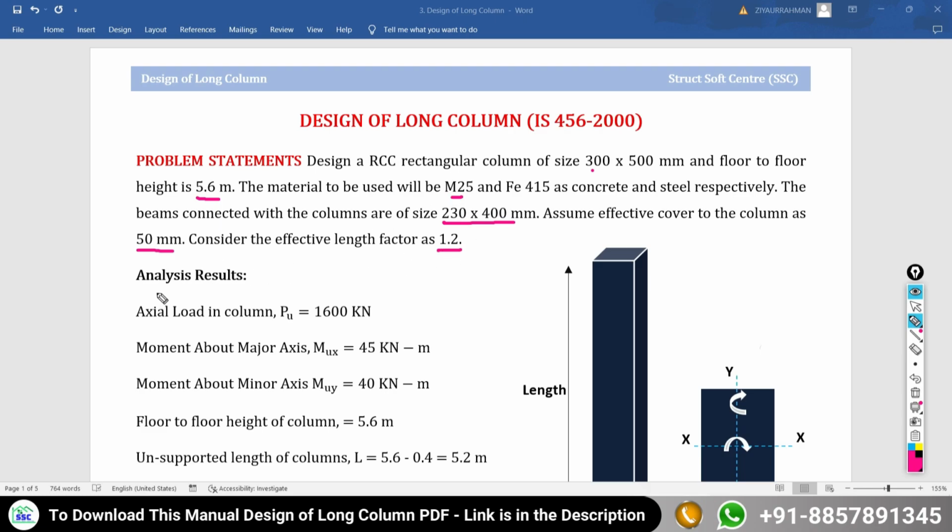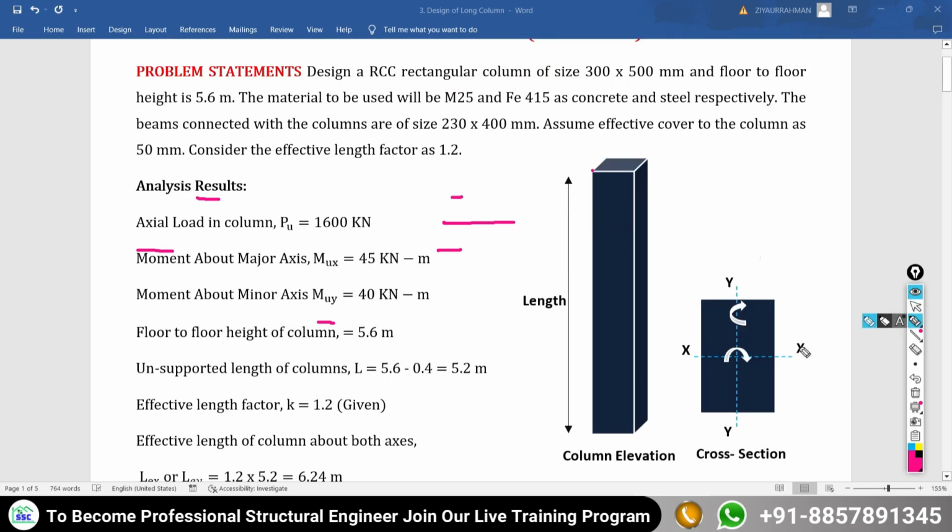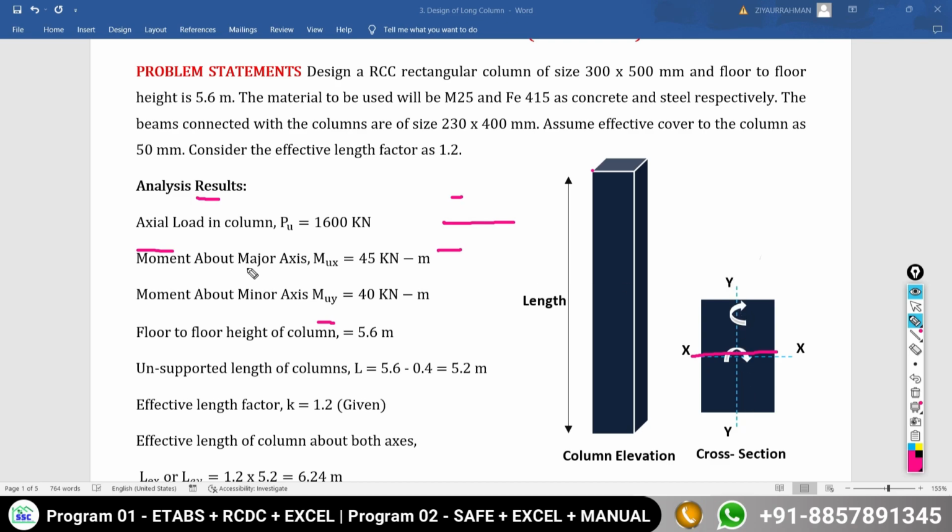Along with all this data, some analysis data are also given. The actual load in the column is 1600 kilonewton. For the column we have two axes: one is axis XX, another is axis YY. Axis XX is the major axis and axis YY is the minor axis. The moment about the major axis, that is X, is given as 45 kilonewton meter and the moment about the minor axis is given as 40 kilonewton meter.